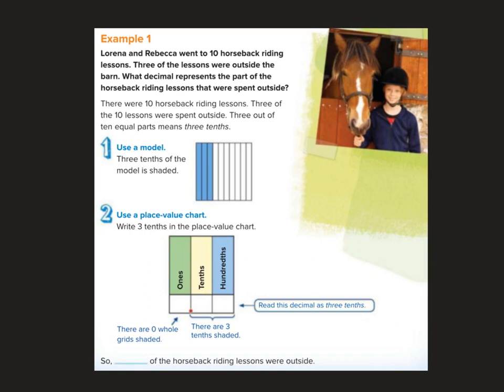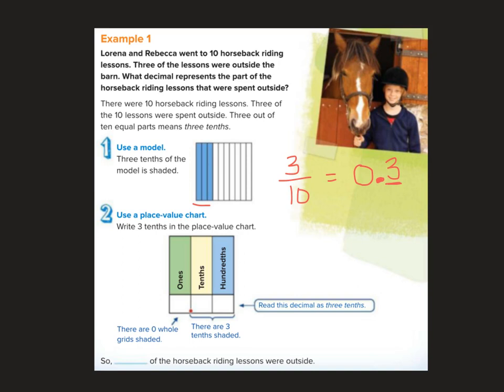Lorena and Rebecca went to 10 horseback riding lessons. 3 of the lessons were outside of the barn. What decimal represents the part of the horseback riding lessons that were spent outside? So we could say that 3 out of 10 were spent outside. When we read this fraction here, we would call this 3 tenths. And now that we know that place value, we know that we could write it as 0 and 3 tenths. Put a 3 in the tenths place.